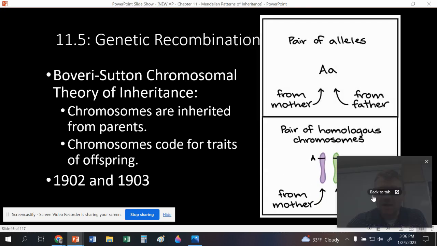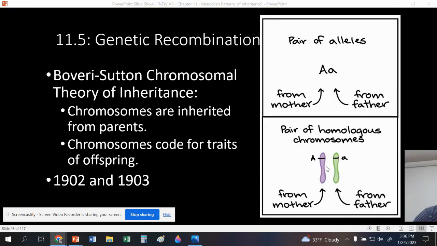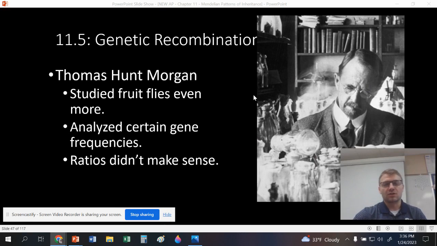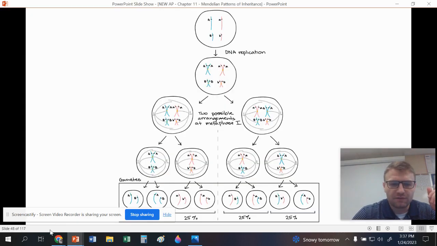Remember, what they found in their fruit fly experiments was that these alleles are located on the chromosomes. Again, they don't know what's in these chromosomes. They don't know what alleles really are, but they know something is being passed from parent to offspring in these chromosomes. Along comes Thomas Hunt Morgan, and he studied fruit flies even more. He analyzed the characteristics we see in these fruit flies, like how Mendel looked at the characteristics in his pea plants. Looking at dihybrid crosses, he started noticing that the inheritance patterns didn't always make sense. I'll show you what he thought he should find and what he did find.